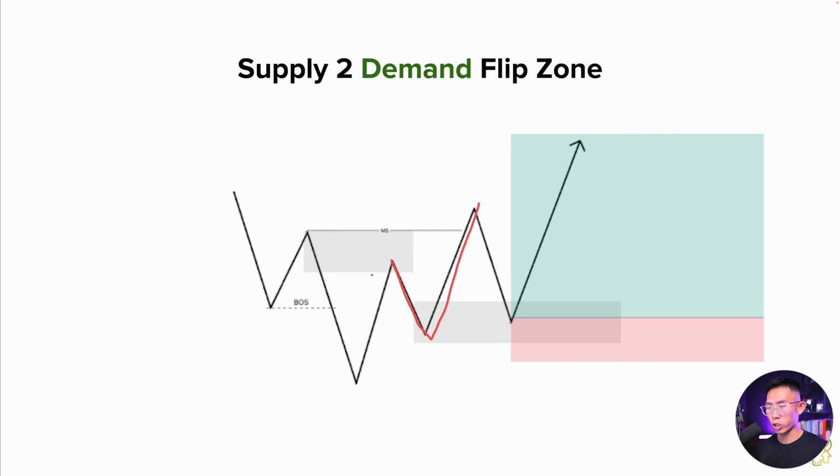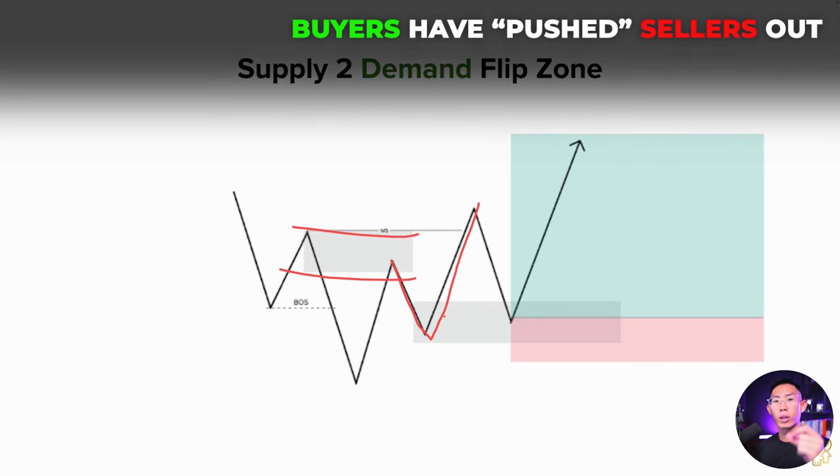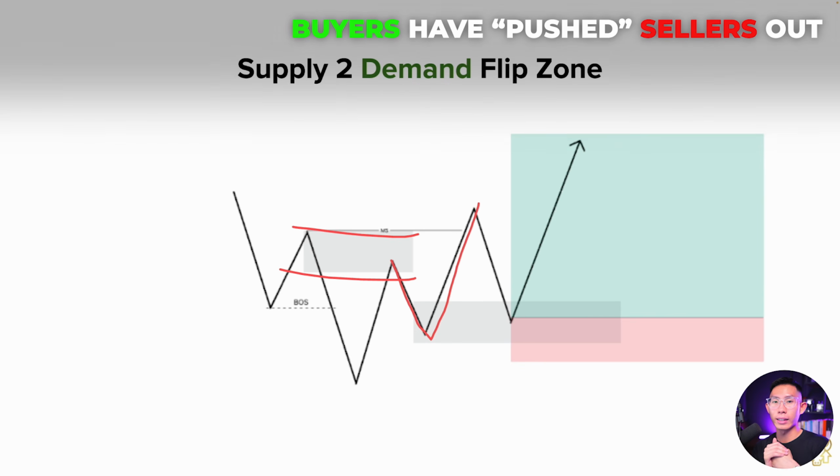So this was the failed reaction being formed, and this tells us that this supply zone works, but it's not strong enough for this overall trend to continue. This is when the demand has overpowered the supply, where the buyers have pretty much pushed the sellers out, chased the bears out, and right now they're going to come in and take their place.